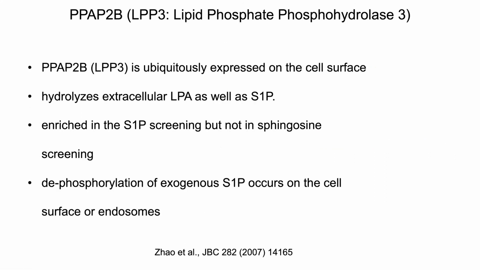So LPP3 is an enzyme that's expressed on the cell surface. It hydrolyzes extracellular LPA as well as S1P. It was enriched in the S1P screening, but we didn't see it in the sphingosine screening. So it seems specific for S1P. It causes dephosphorylation of exogenous S1P at the cell surface, or perhaps in endosomes.